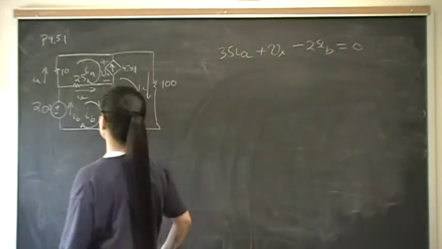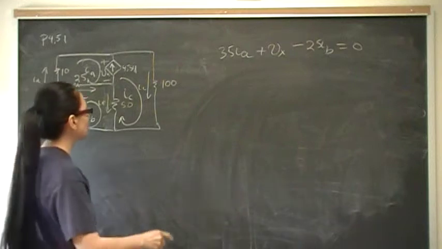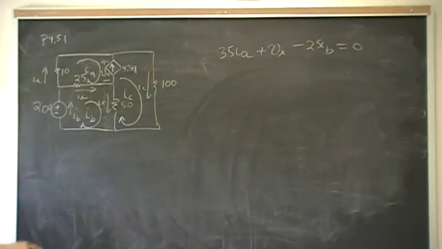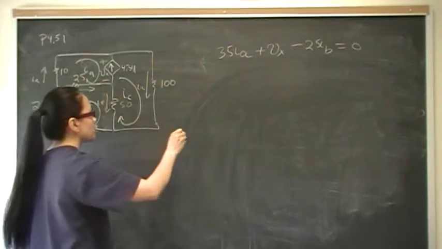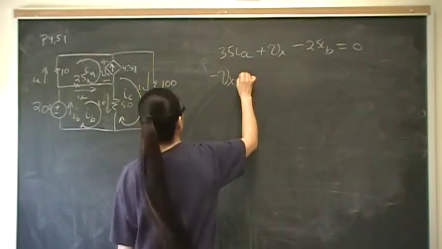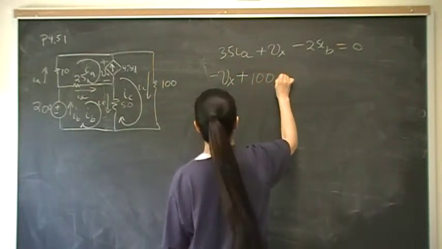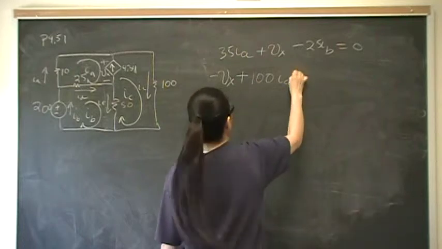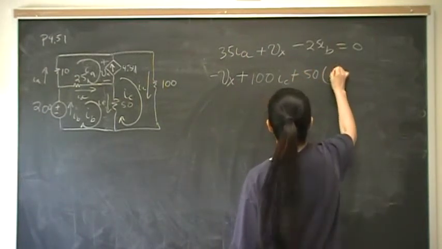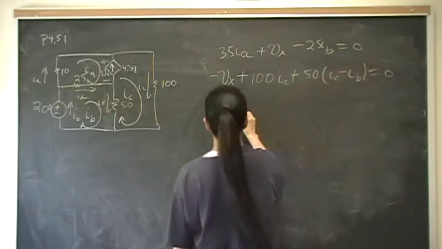Now my second mesh equation is going to be mesh at IC. I'm going to start at the current controlled dependent current source. The positive current enters the negative terminal, so we've got minus Vx. The next voltage drop is across the 100 ohm resistor, so that's 100 times IC. And then the last voltage drop is 50 times a net current of IC minus IB, and that is equal to 0. So let's simplify this.